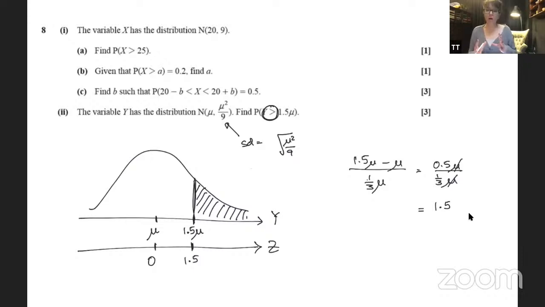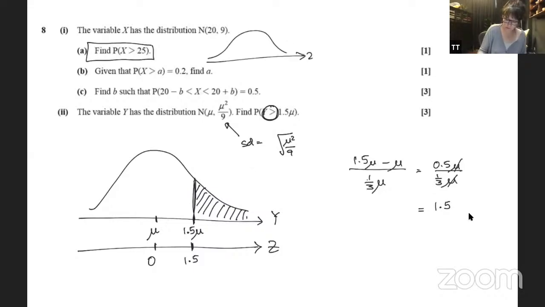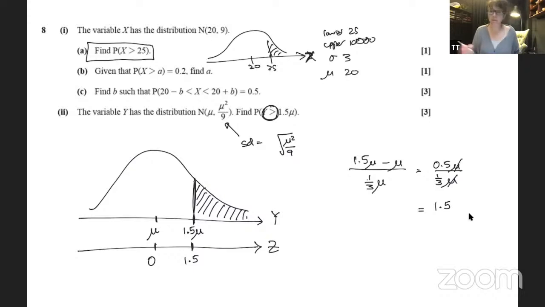And now that work has taken this question from being one that I couldn't do to one that I can do. And now it's the exact same method as this. Do you remember how we did that one? That's X. We had 20 in the middle. There was 25. We need the area to the right. We went into the calculator. We said that the lower limit was 25 and the upper limit was 1,000,000 billion billion, and that the standard deviation was 3 and that the mean was 20. And then we just pressed go.